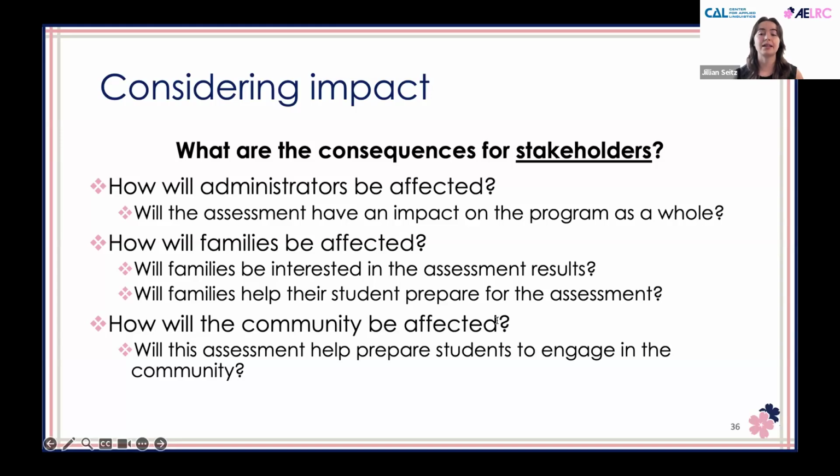Finally, we can think about assessment impact even more broadly. How could it affect the community? Will it help your students be more engaged community members in the short or long term?